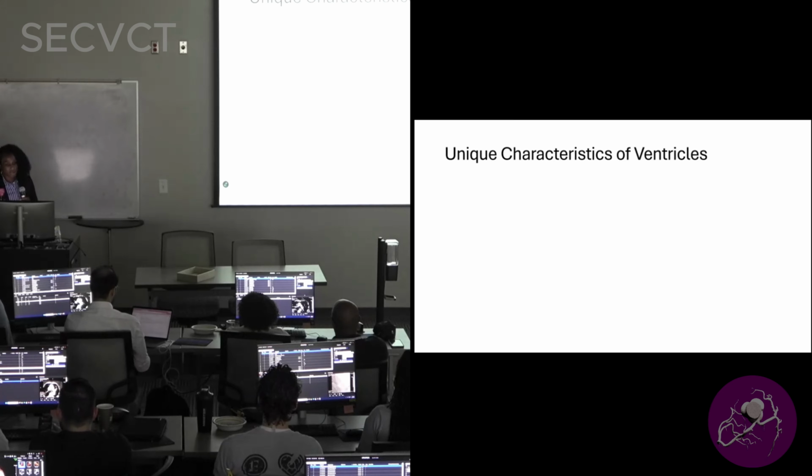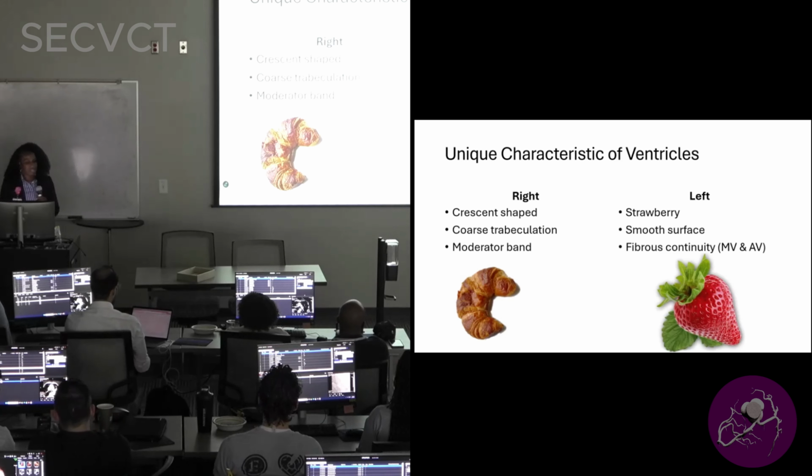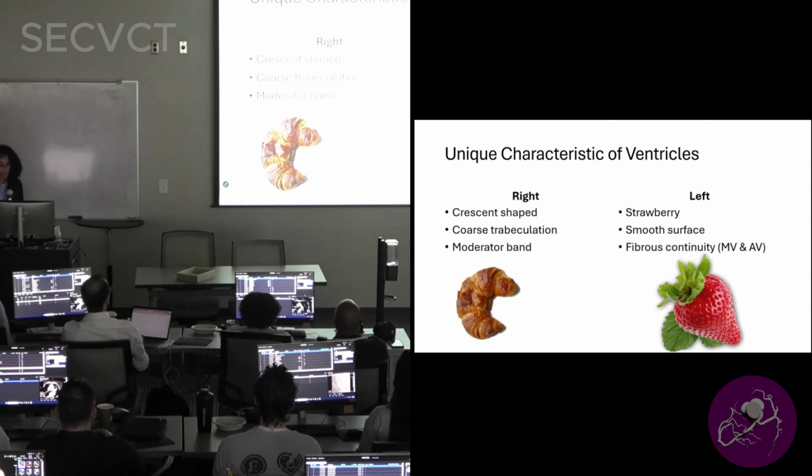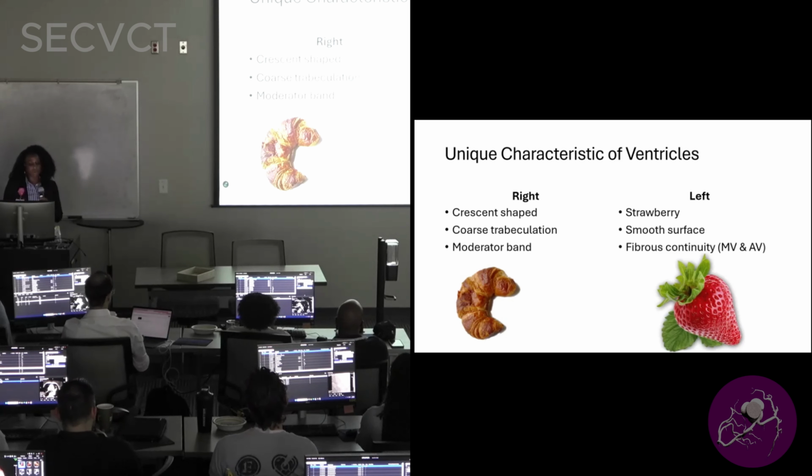All right, so for our ventricles, you have, I was hungry this morning. So, usually the right is crescent shaped. You have some coarse trabeculation.